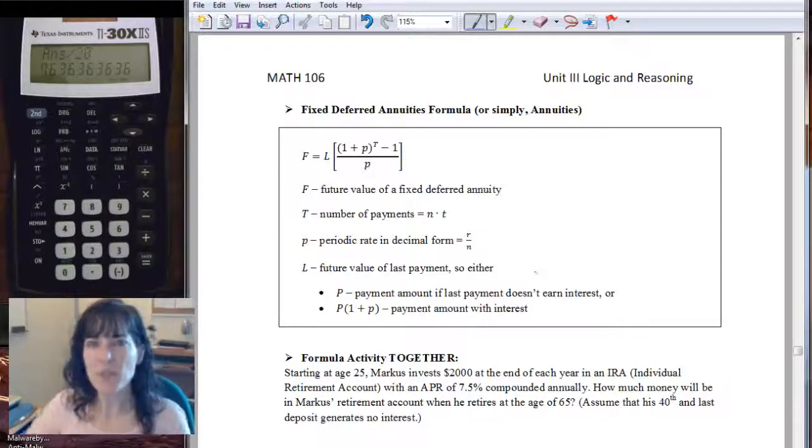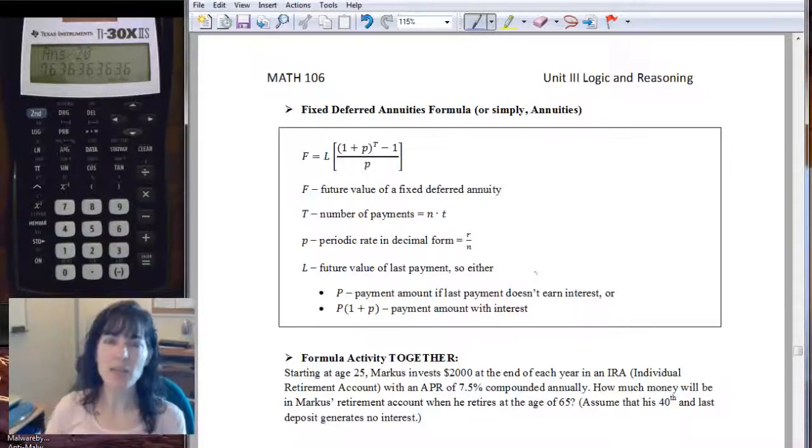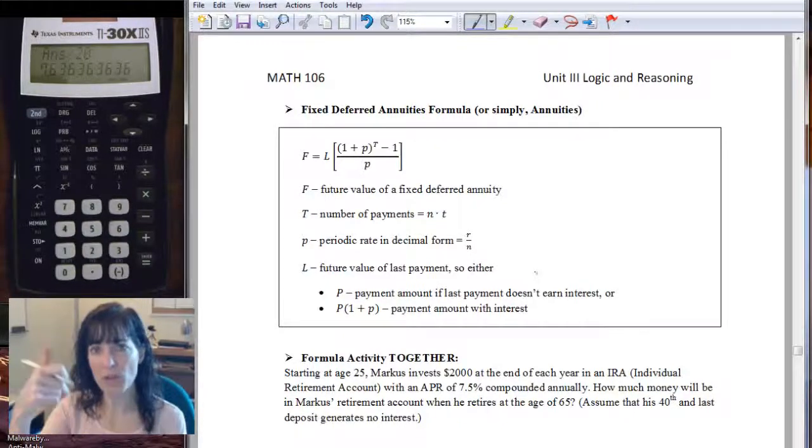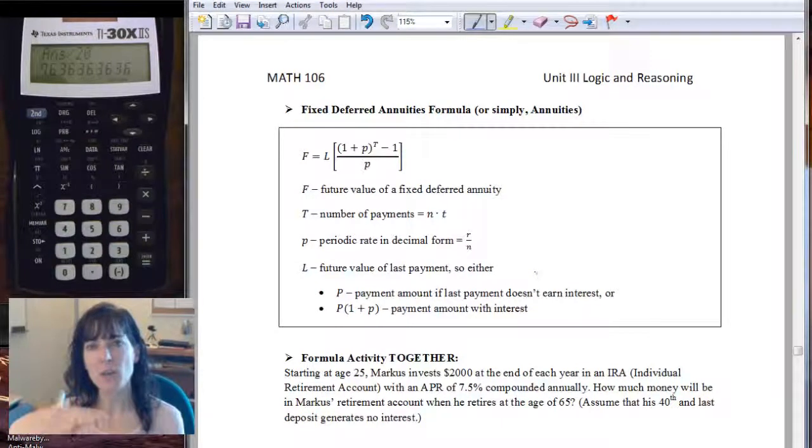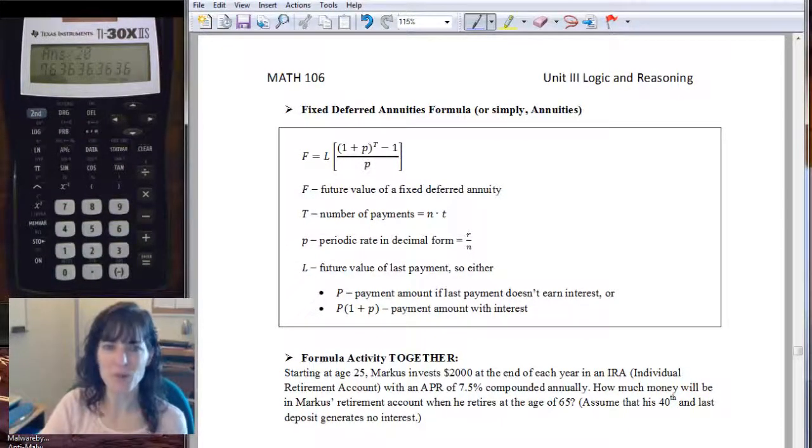So anytime that you're making the same size payment every single month or every single year, you can find out how much you're going to have with your interest compounded monthly or annually, however often you deposit, and what you'll have over time in your account. And that's what this formula is good for. So let's take a look at the formula.